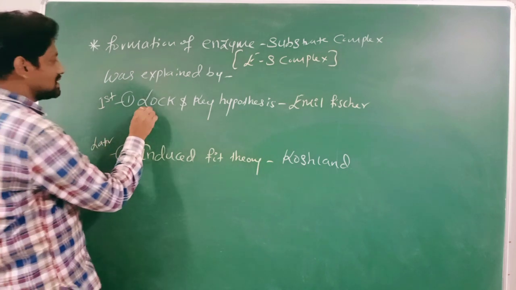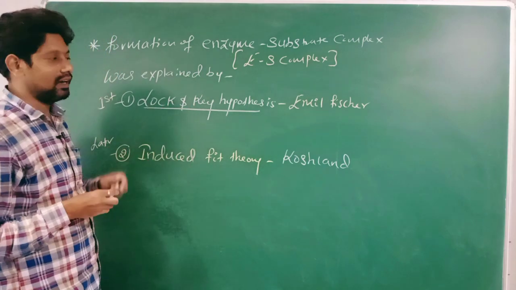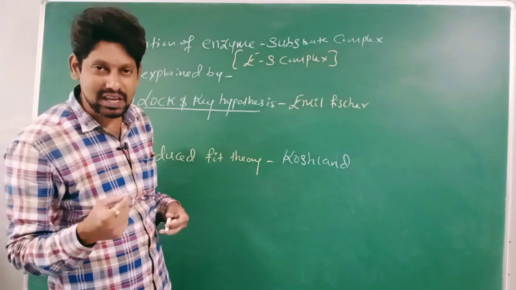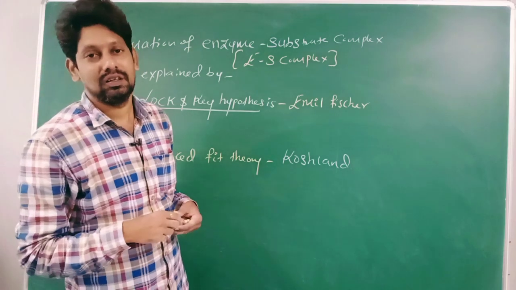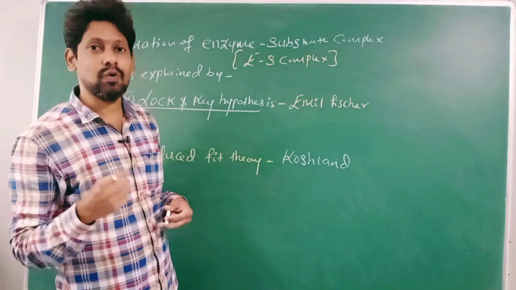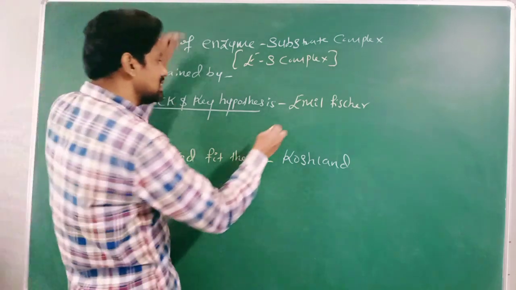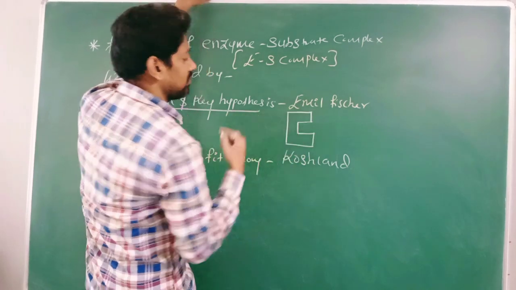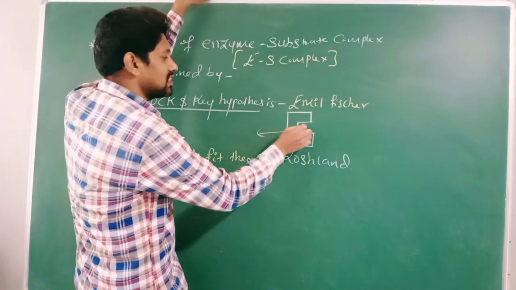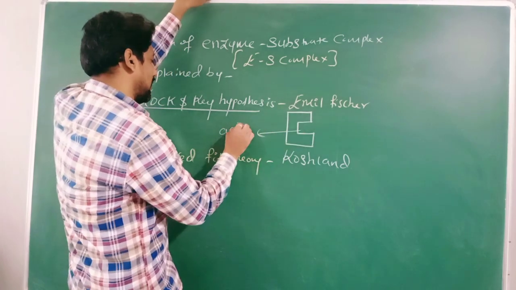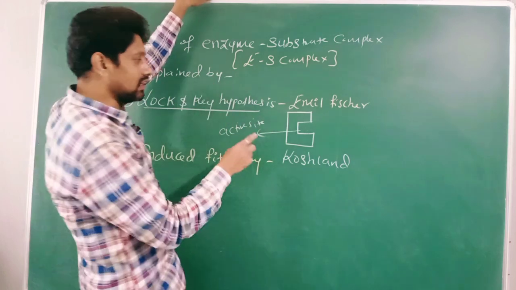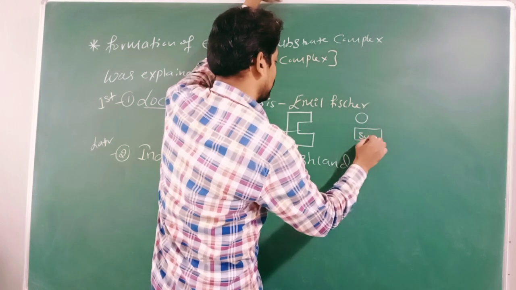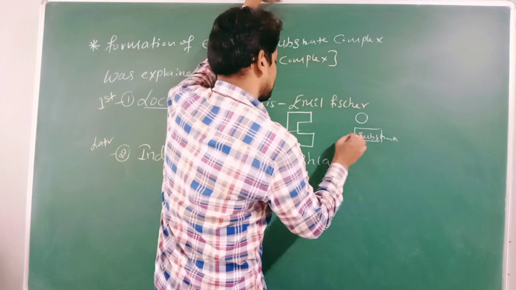What is this lock and key hypothesis? A particular lock is opened by a particular key. Similarly, enzyme has some specific sites. What are the specific sites called? Active site. In this active site only a particular substrate can bind.